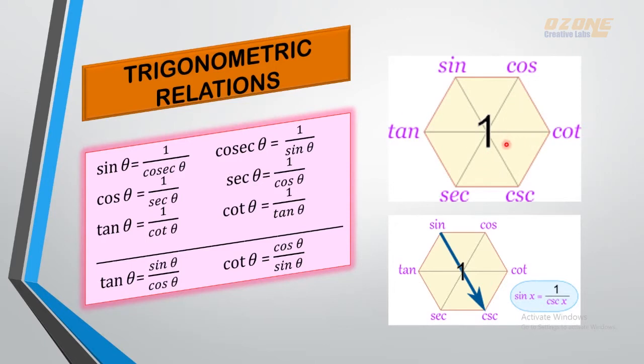So here sine is connected with cosec, cos is connected with sec, and tan is connected with cot. So sin theta can be written in the form of 1 by cosec theta, cos theta in the form of 1 by sec theta, tan theta in the form of 1 by cot theta, and the reverse also. Cosec theta can be written as 1 by sin theta, sec theta as 1 by cos theta, and cot theta as 1 by tan theta.